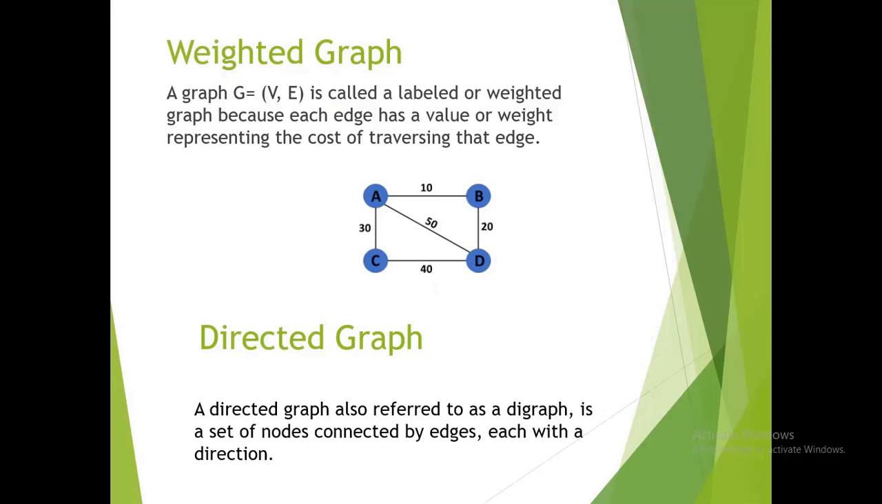Next type, weighted graph. A graph is called a labeled or weighted graph because each edge has a value or weight representing the cost of traversing that edge. Next, directed graph. A directed graph, also referred to as a digraph, is a set of nodes connected by edges, each with a direction.